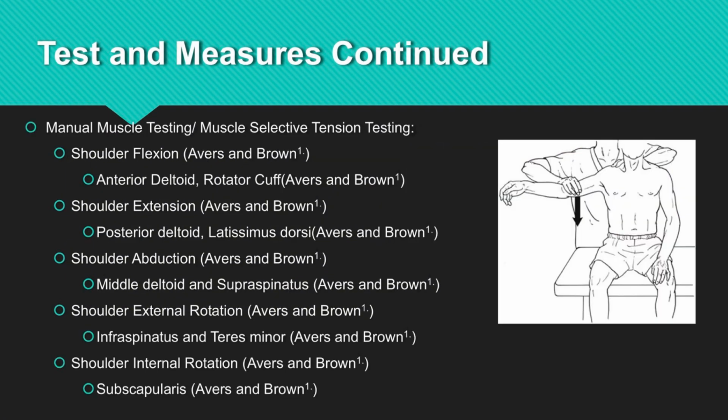Manual muscle testing and muscle selective tension testing. I listed shoulder flexion, shoulder extension, abduction, shoulder external rotation and internal rotation, along with some of the different muscles that would be used to assess the rotator cuff and determine which muscles it could be.